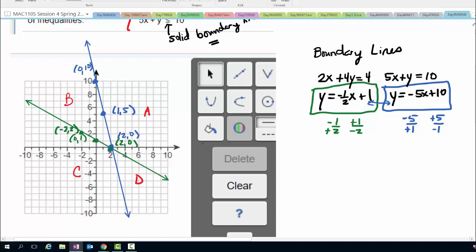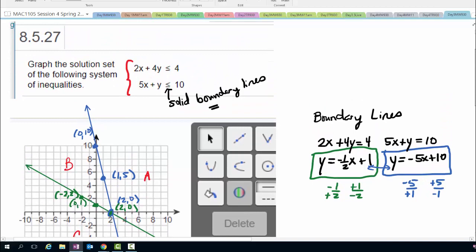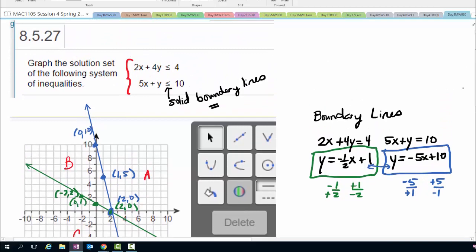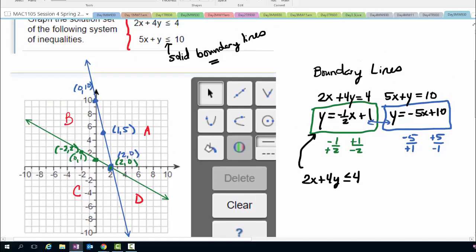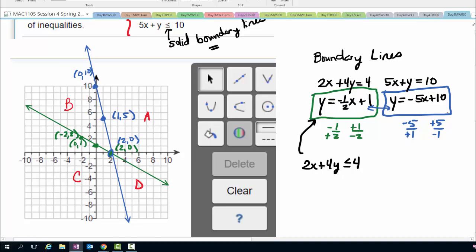Okay, when we were solving one where we just had one inequality, what was the next step? Test a point. And that's what we're going to do now. We can test (0, 0). Remember the inequalities we had were 2x + 4y ≤ 4, which went with the green line, and 5x + y ≤ 10, which went with the blue line.